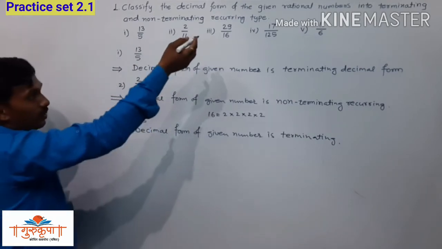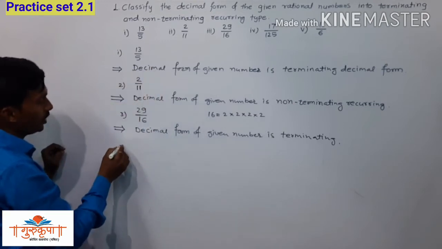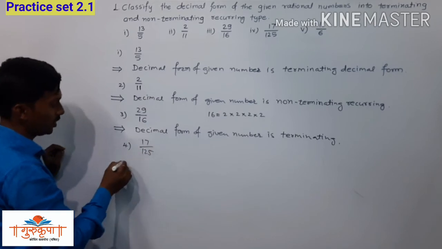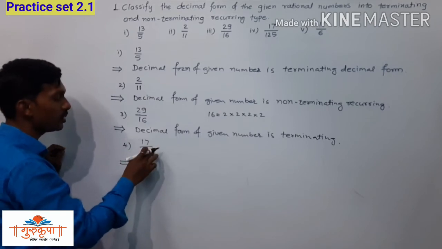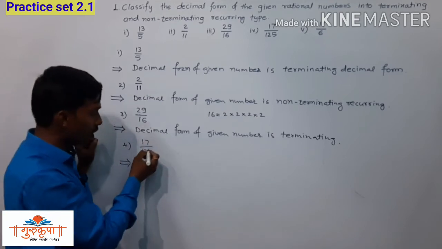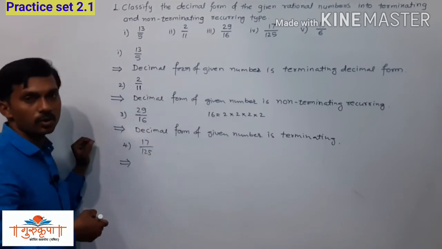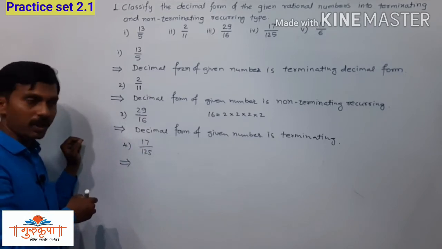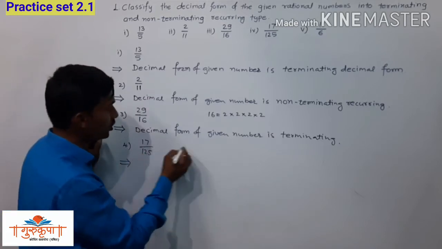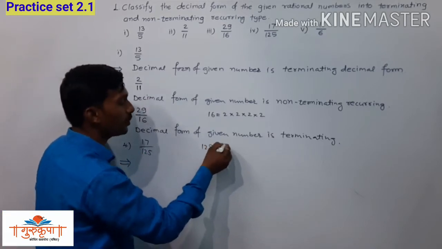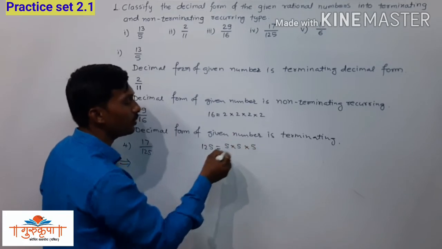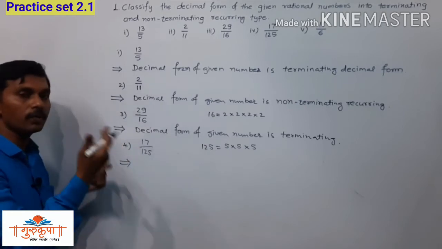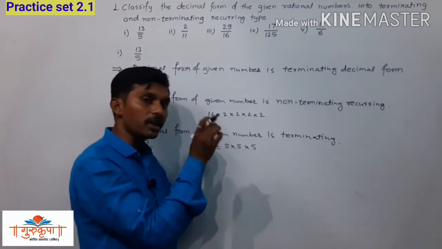Now we have the fourth example, that is 17 upon 125. Here 17 is not completely divisible by 125. The numerator is not completely divisible by the denominator, so check the prime factorization of the denominator. Here the denominator is 125 and the prime factorization of 125 is 5 into 5 into 5. Only 5 is included there in the denominator.